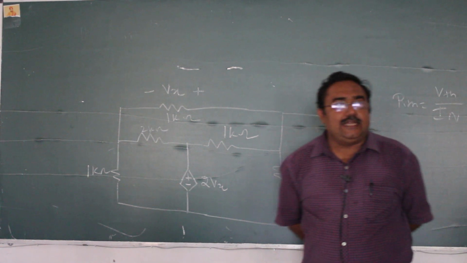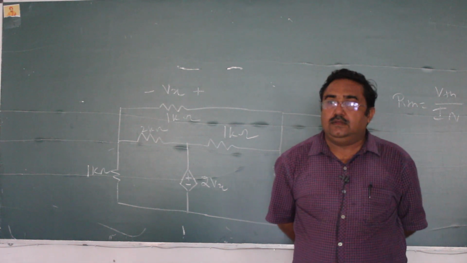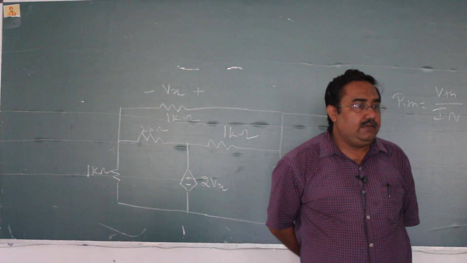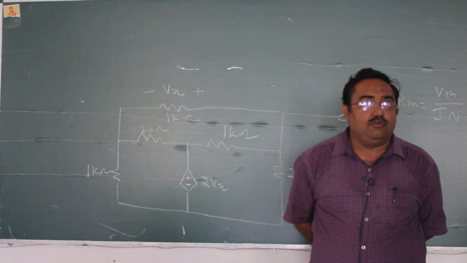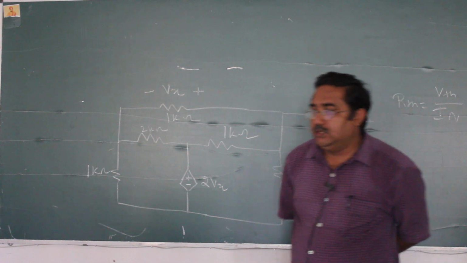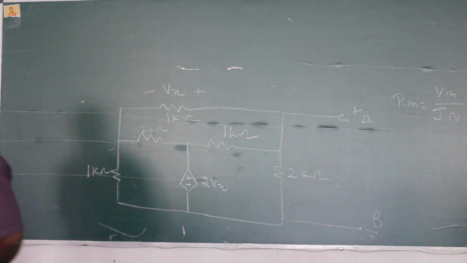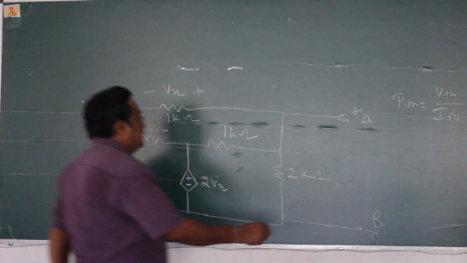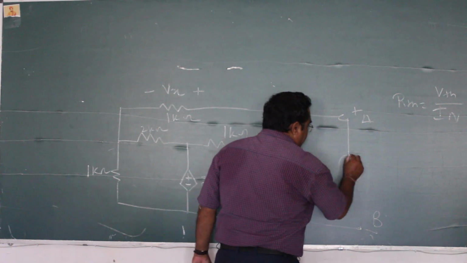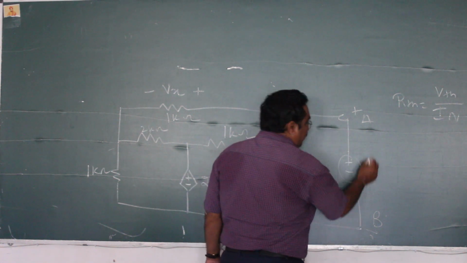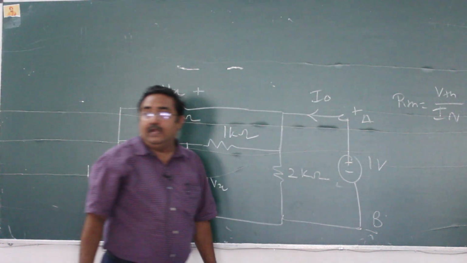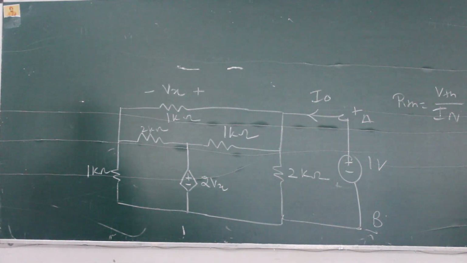First of all, since there are only dependent sources there, it will only have an RTH. We use the first approach. Let us apply a 1 volt voltage source at the load terminals. I apply here a 1 volt voltage source at the load terminals, and let this current be I naught. Is it clear?